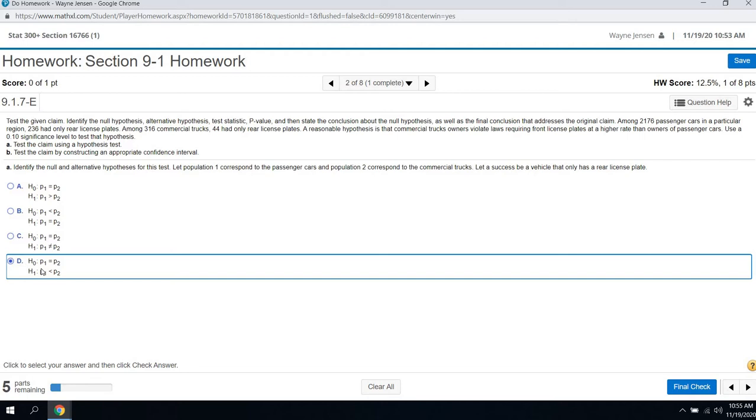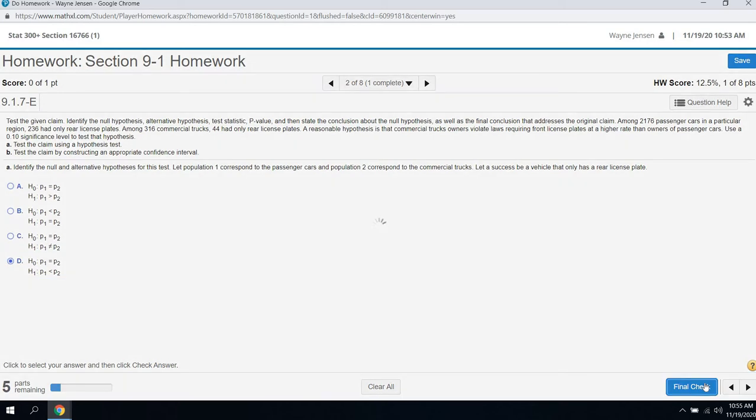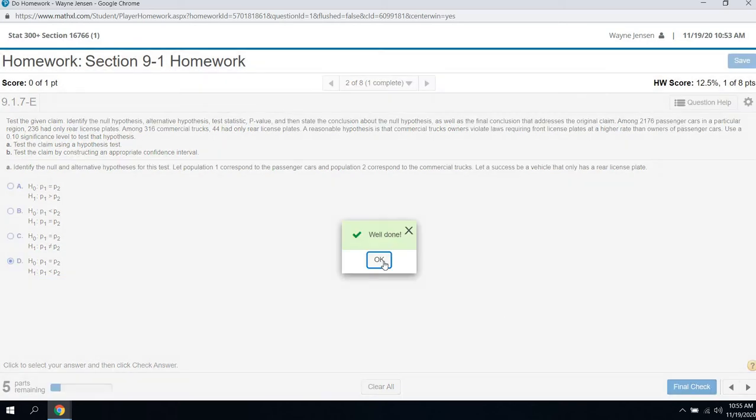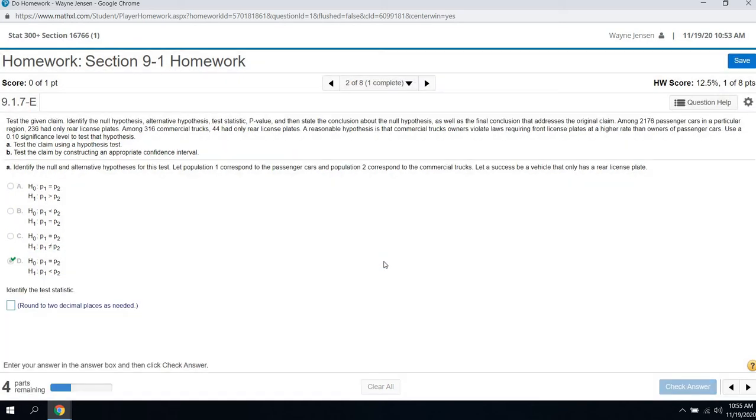You have to know, oh, population 1 from the computer's point is always going to be the first one listed. It's good. But when they go to state their claim, they talk about the second one first. The second one is greater than the first. That's a D. And if we do my final check, it'll take it. Awesome.